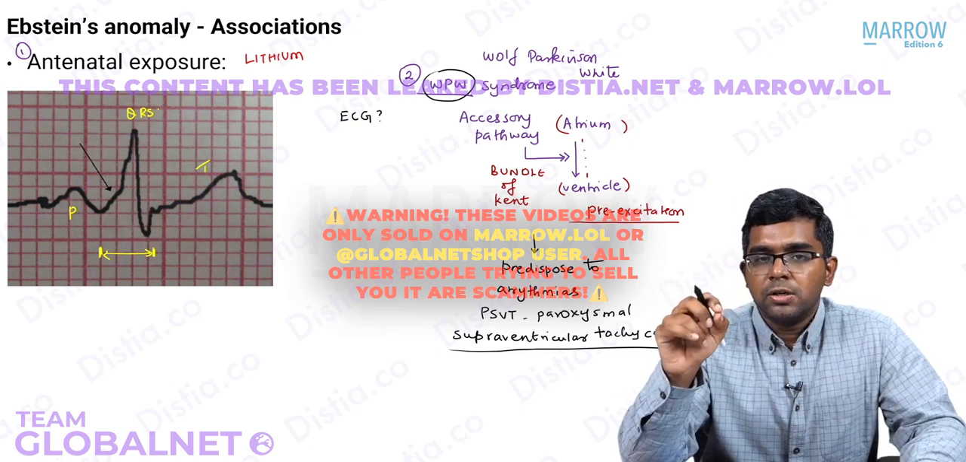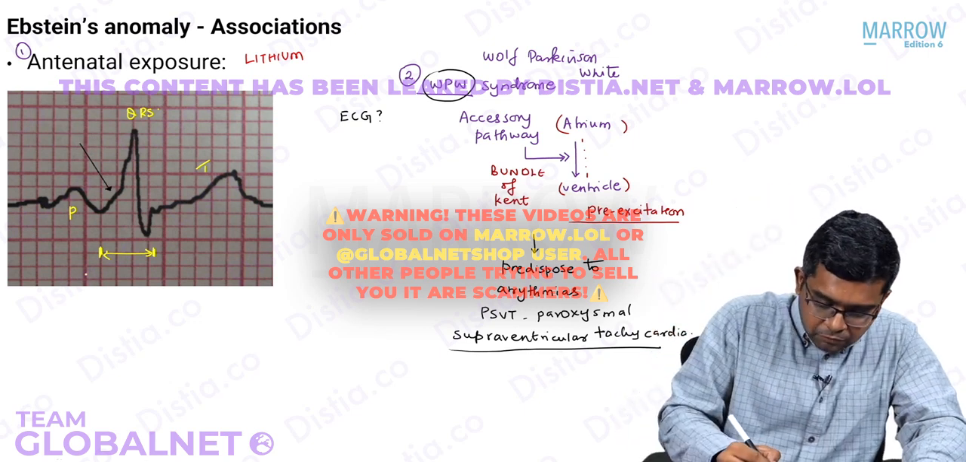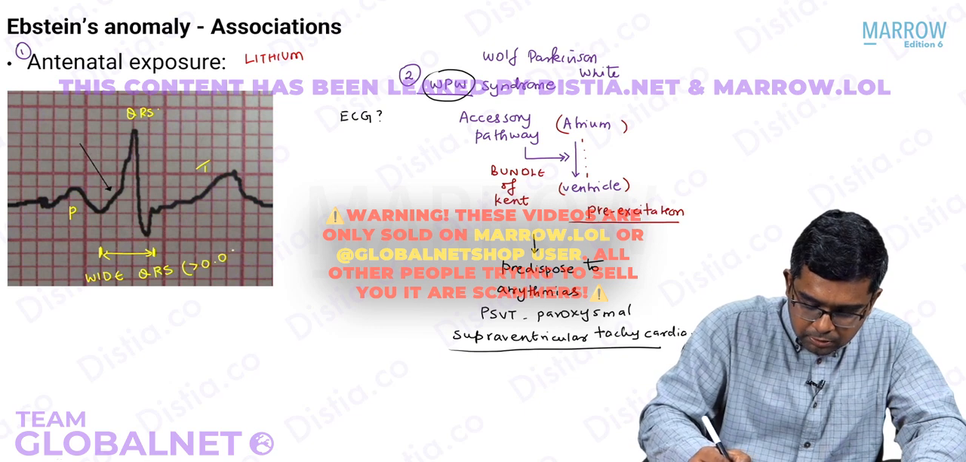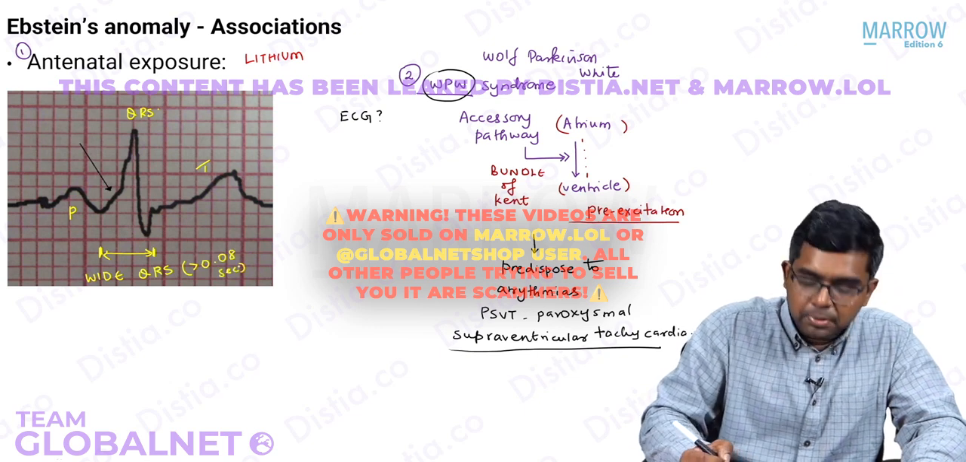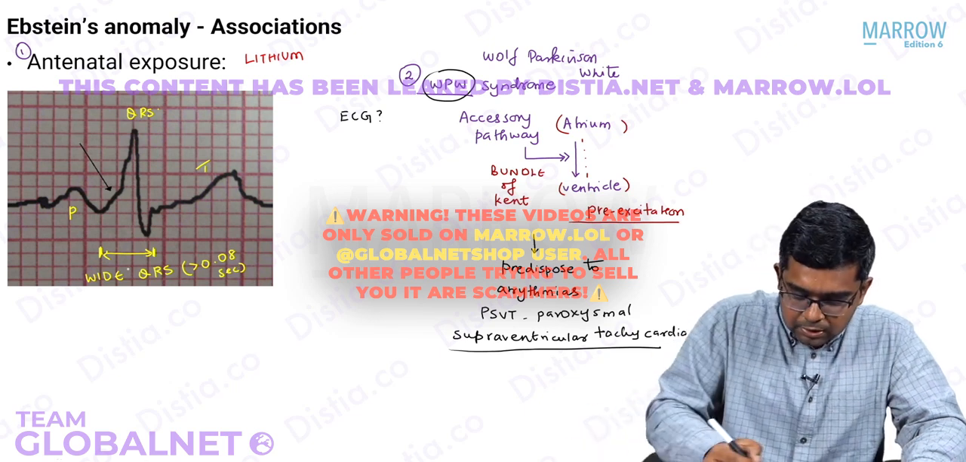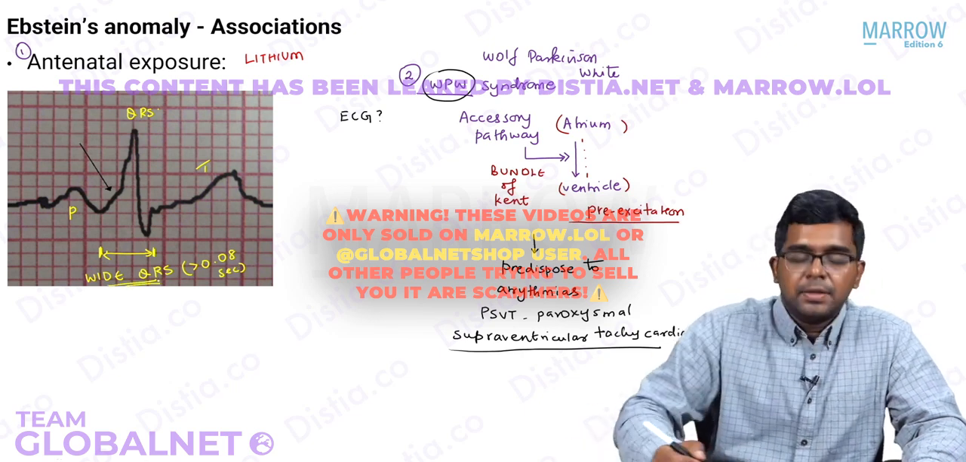Is this a normal QRS complex? No, it's a wide QRS complex. Wide QRS complex by definition is more than 0.08 second. If you want to remember in small squares, it is more than 2 small squares. That is what is wide QRS. That's the first finding you are noticing.